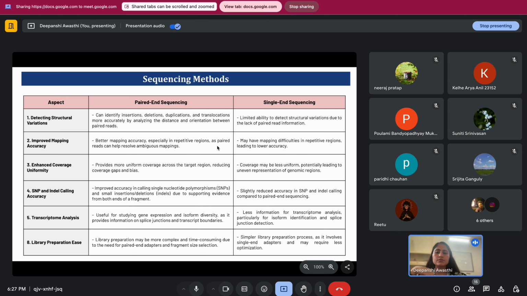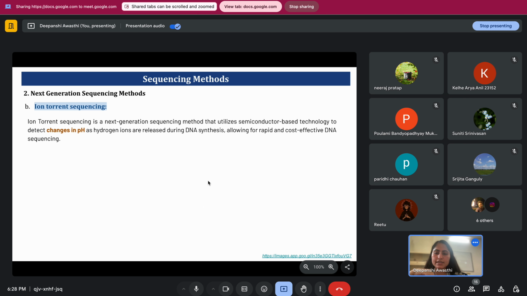And in this slide I have provided you with the comparison between the paired end and single end. So for more detail you can go through the slide. I'll not go into the detail because it is not related to the course. It means we don't have to go through the detail of this, so you can go through it in your free time if you want to read it in more detail.